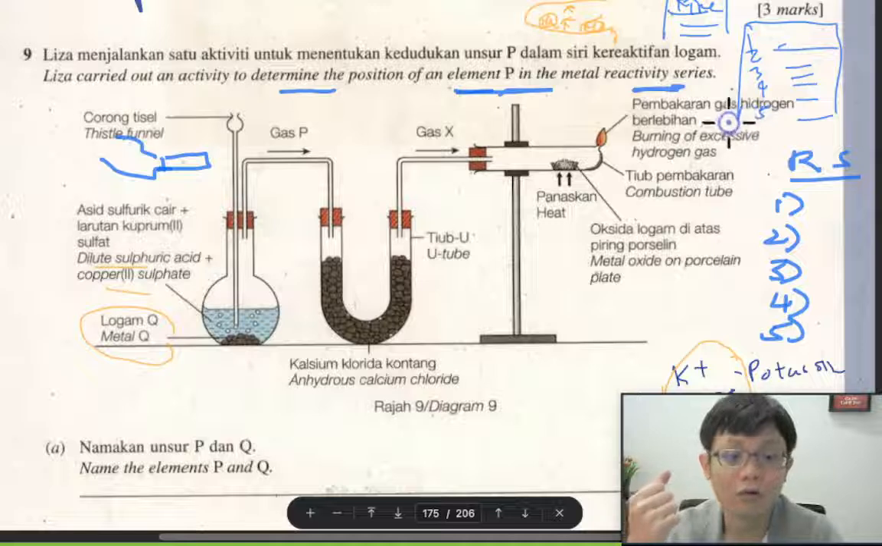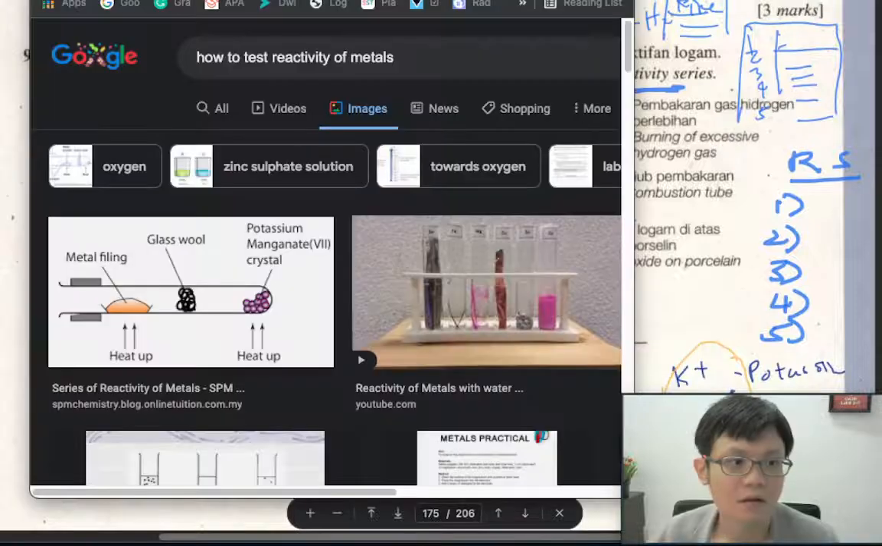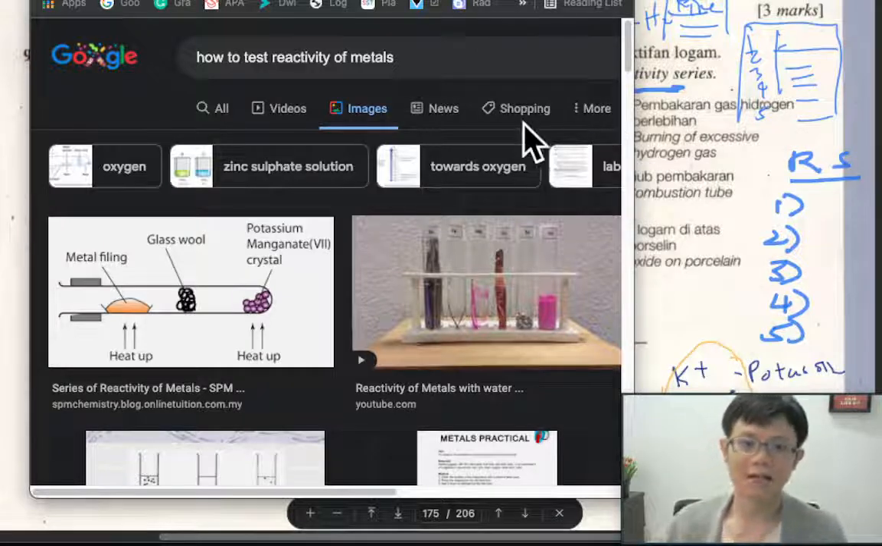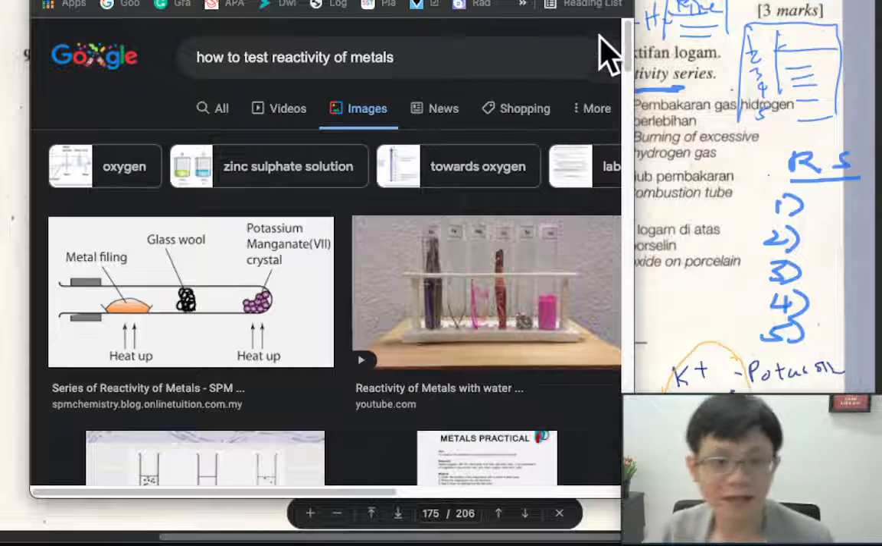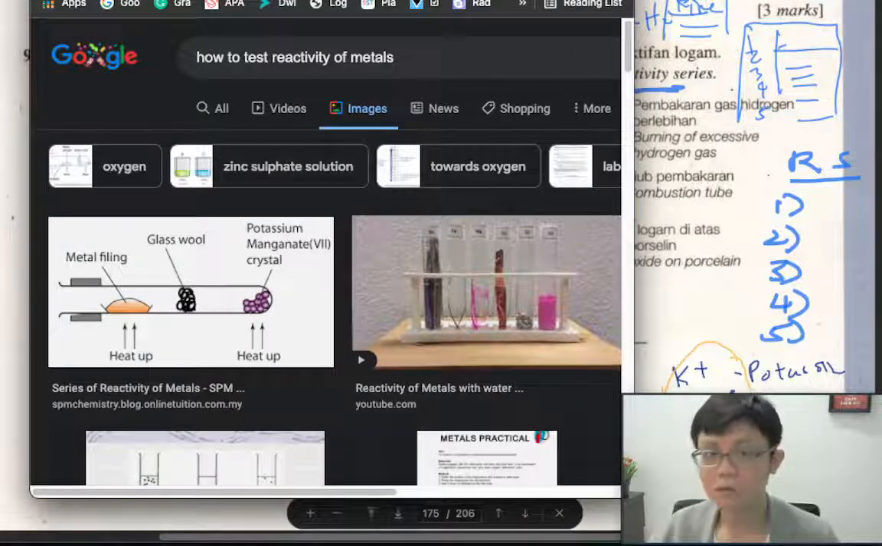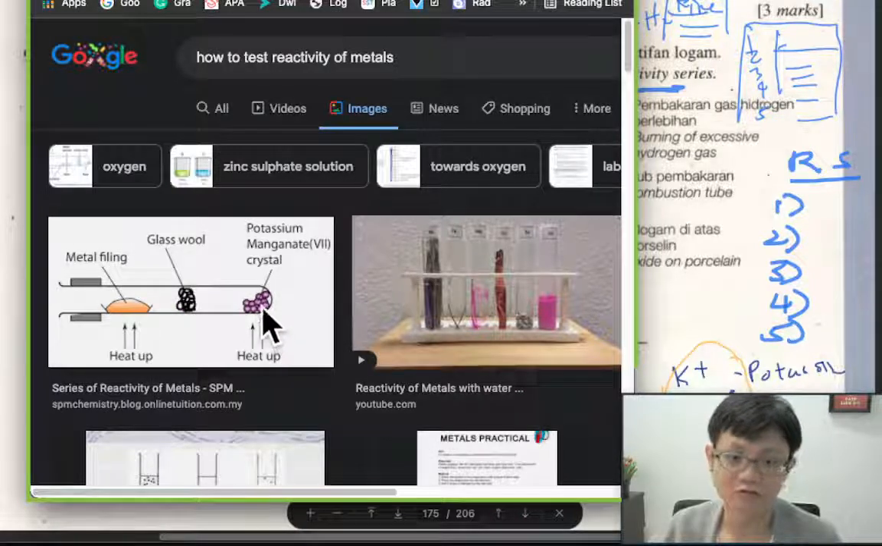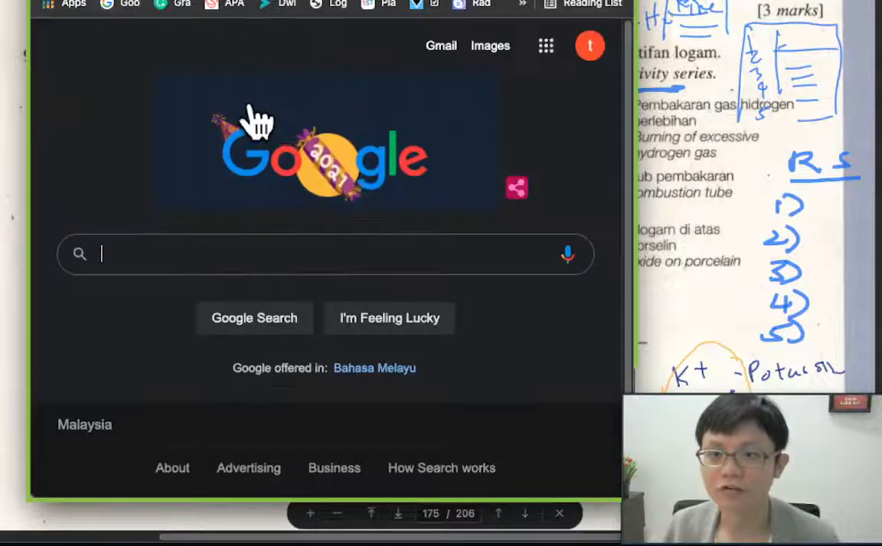How do you know that the metal is more reactive? Okay, so let's say the question I asked is how to test the reactivity of metal, because this is what the textbook usually teaches. If you still remember, it is something like this. So basically this is what the textbook teaches. Okay, this is the picture. So let's say I ask how to test reactive metal. If you don't know, you just Google.